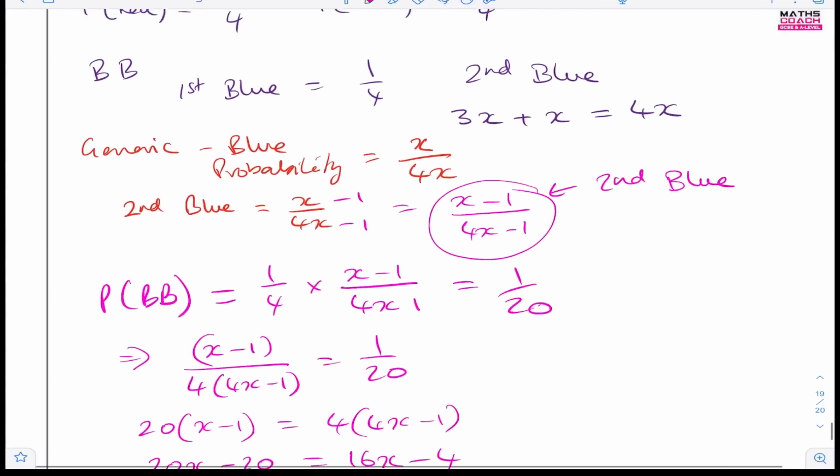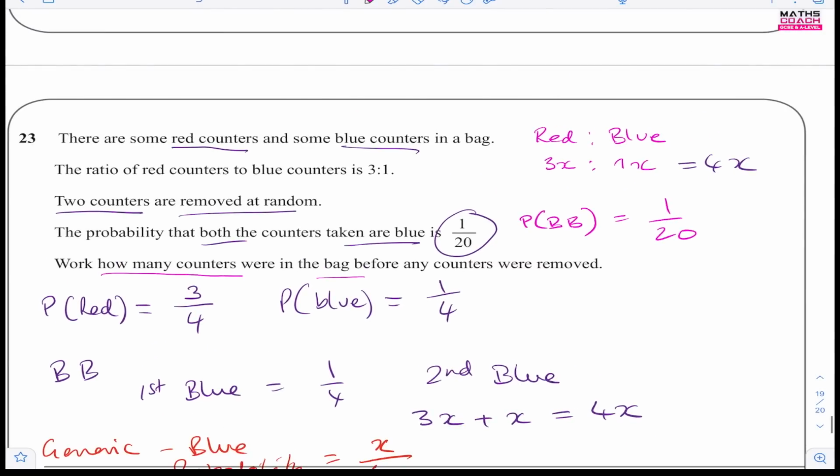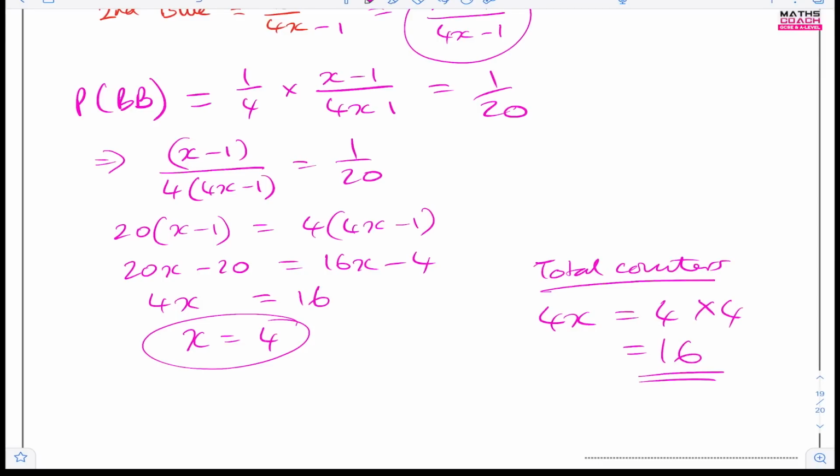So now, if we go back to the question, it says work out how many counters were in the bag before any counters were removed. We know that there were 4x counters in total, because this bag only contains red and blue counters. So to calculate the total number of counters, we know that it was 4x, so therefore x is 4, so it's going to be 4 times 4, which is 16. So there were 16 counters in total in the bag.